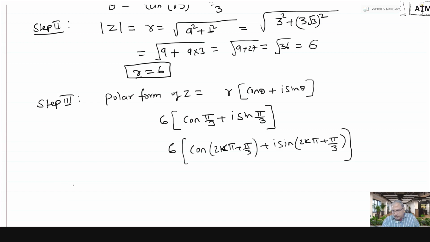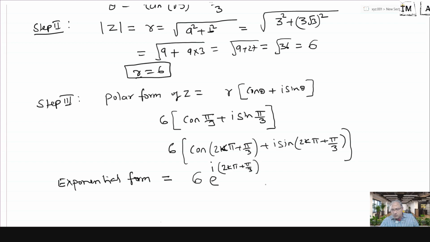The exponential form of this polar form is quite easy. The exponential form equals 6 will remain as it is, e raised to i will come here, and in place of theta, 2k pi plus pi by 3 will come. So this is the exponential form of z equals 6 into e raised to i times 2k pi plus pi by 3. In this way, we can find the polar form and exponential form of a given complex number.